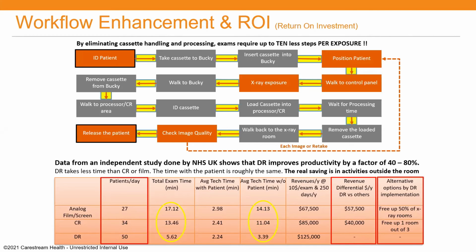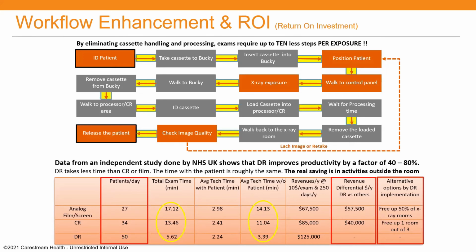But even if we stay very conservative, take an example of $10 per exam and take into account 250 days per year. You can see from this simple exercise that an analog film screen facility doing 27 patients per day can make roughly $67,000 per year as a total turnover. When they move to CR, with the increase to 34 patients per day because of the increased efficiency, they go to 85,000. And if they upgrade to DR, they can improve further and move to 125,000.